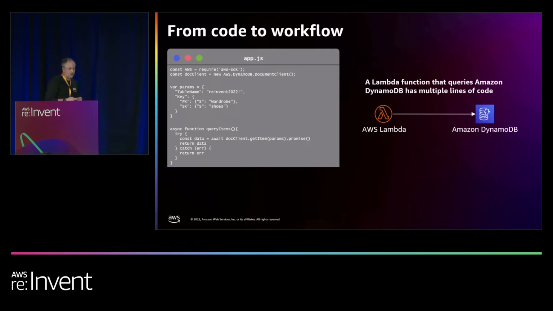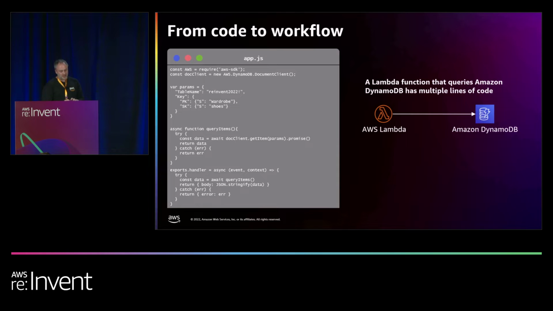Then I'm going to set up my query. So here it is a try-catch block where I use the DocumentClient. I promisify the call so I can use it synchronously. I wrap that inside my try-catch block and I return any errors. And then I've got my Lambda exports handler. So I've got my event object, my context object. I have a new try-catch block. I call my query items function. I stringify the response because I probably want to stringify that if I'm returning from Lambda, and I return any errors.